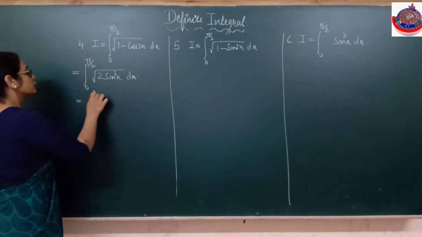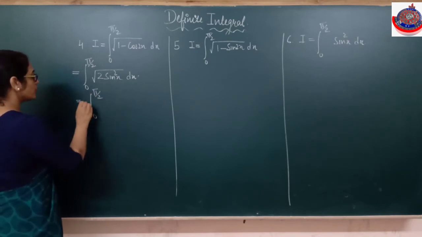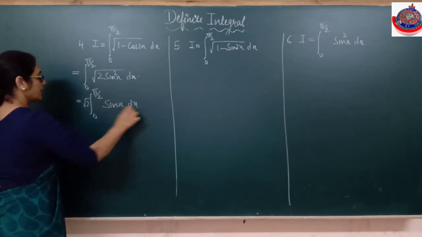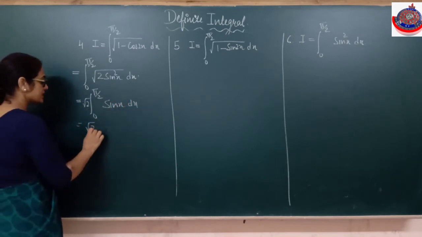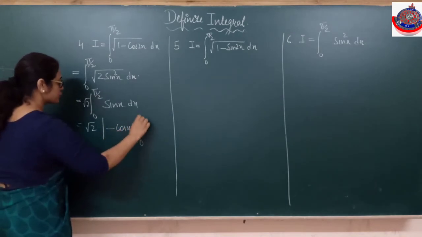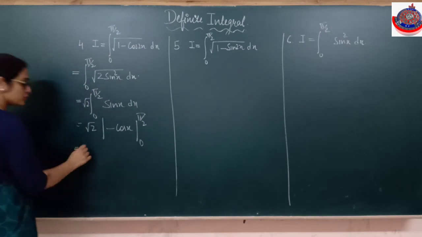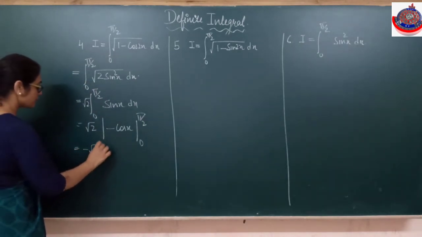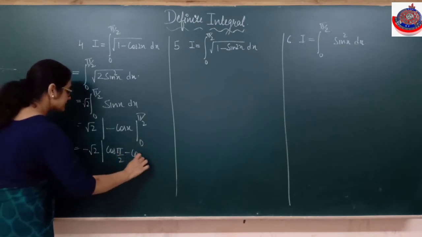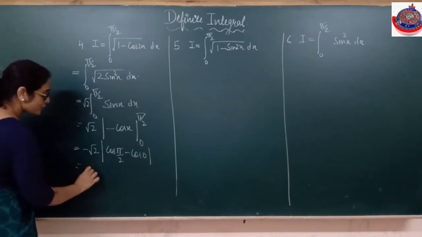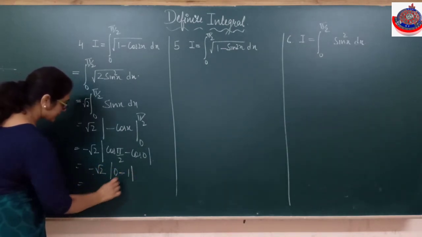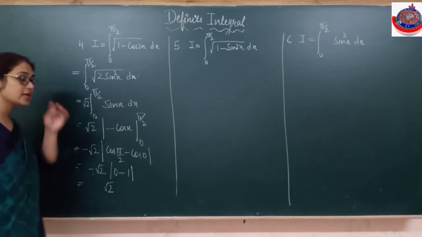Alright, so root 2 will come out of the integral because that's a constant. Now we know how to integrate sine x. What is the integration of sine x? Minus cos x, and we will substitute the limit. If you want to take this negative out, you can take that also out. Upper limit minus lower limit. What is the value of cos pi by 2? That is 0. What is cos 0? That is 1. So minus minus plus. So root 2 is the answer.